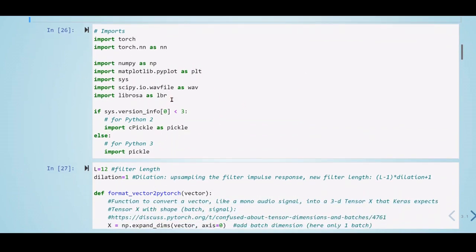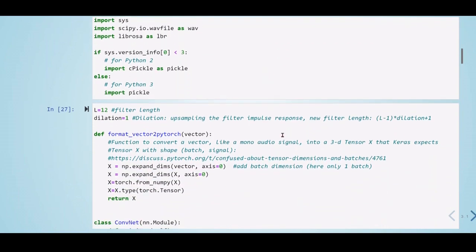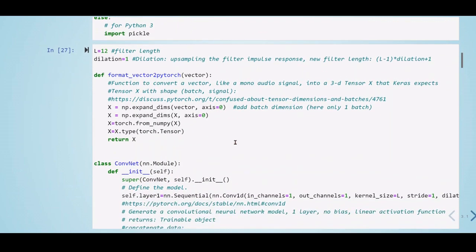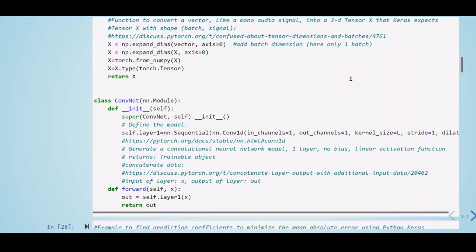So we're doing here importing PyTorch. We're using librosa to load audios, matplotlib to plot. Here we are defining our filter length. Here we're using dilatations, upsampling the filter impulse response. The new filter length will be L minus 1 times dilatation plus 1. Here's a function to convert a vector like a mono audio signal into the shape that PyTorch expects.